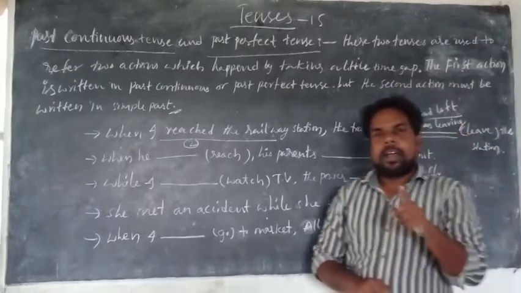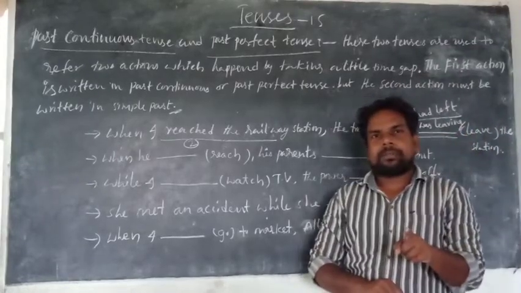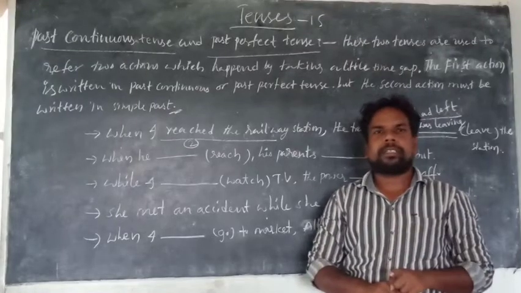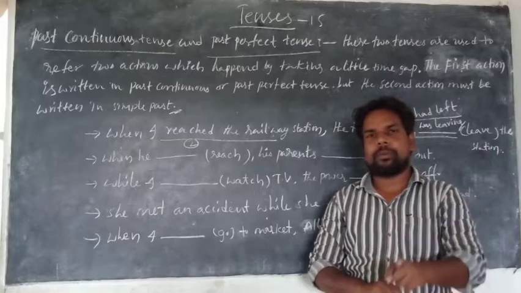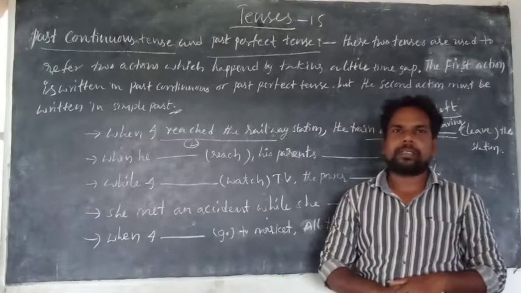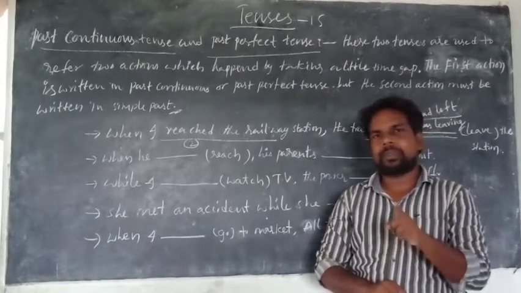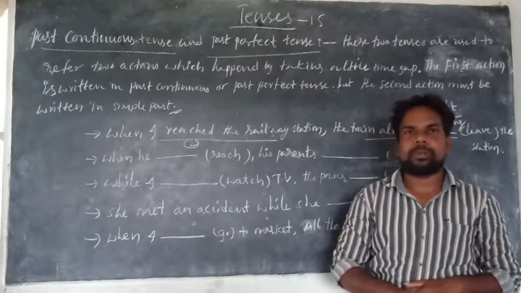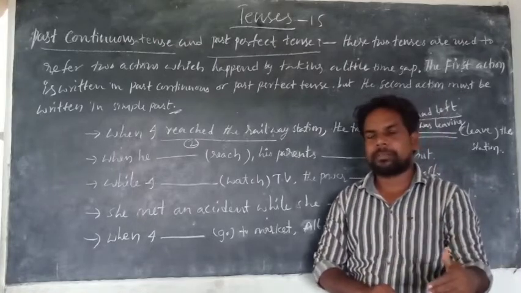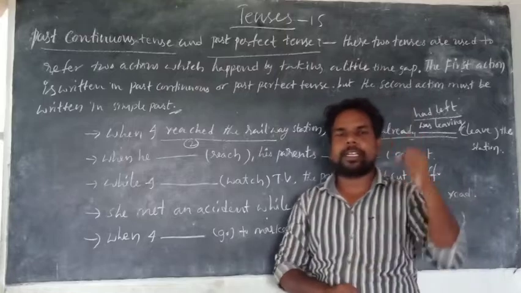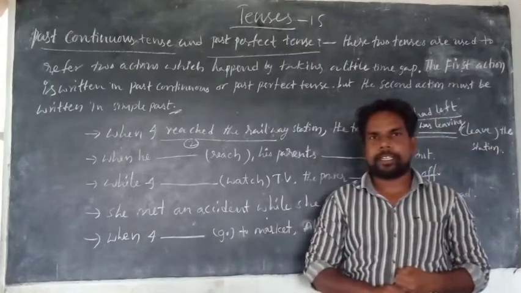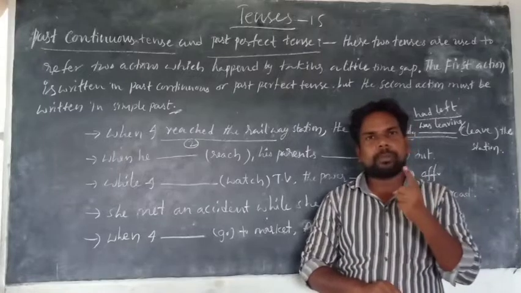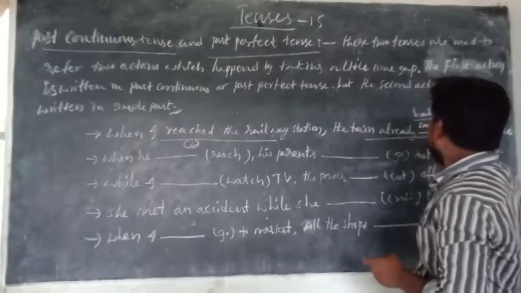At the starting of the train, how long the train is going on in the station or on the platform, it goes very slow. As soon as we reach the station, what will happen? You catch the train by running. Is it clear? So there is no problem with the past continuous.